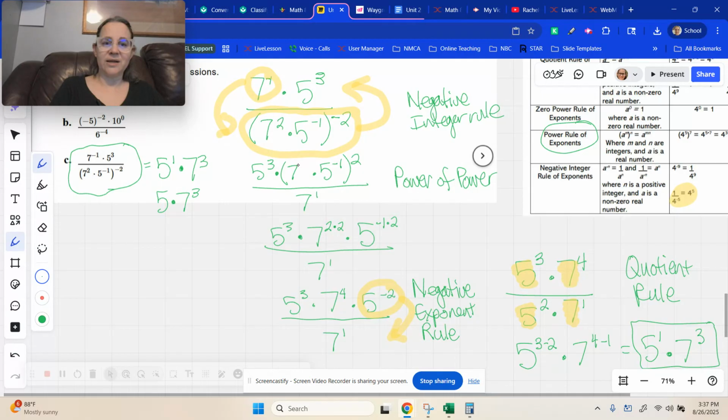I'm just going to take the highlighting off because it looks a little hard to read. Basically the exponent on the outside you need to multiply. It kind of distributes in a weird way. It's kind of like the distributive property. So we multiplied it through. We ended up with 7 to the fourth power, 5 to the negative second power because it was negative 1 times 2. That was the power of a power rule. Then we used the negative exponent rule again. And then we could use the quotient rule to get our final answer.